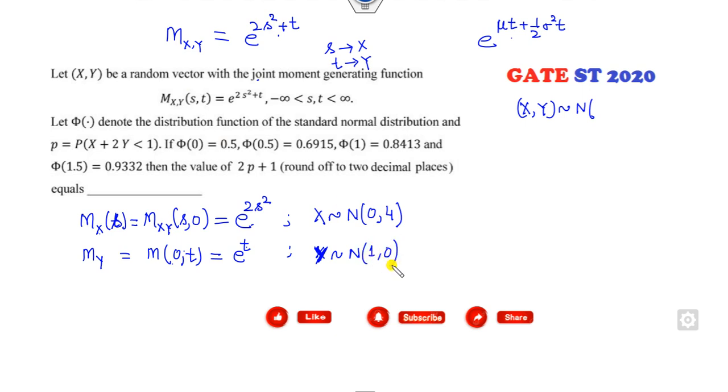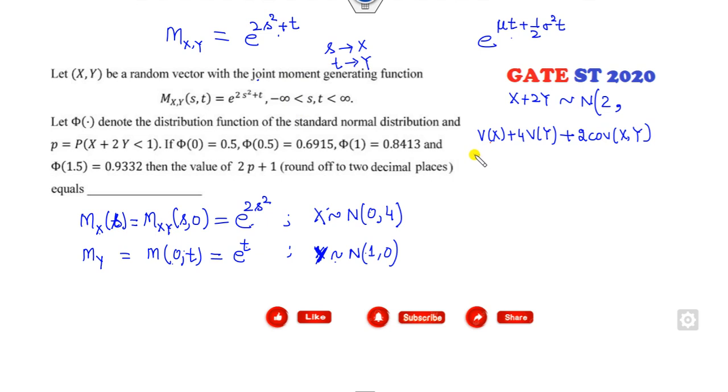Now your target is to find this probability. I can convert it into Z. So X plus 2Y: X follows the normal, Y follows the normal, so this also will follow the normal. What is the mean of this? X has a mean 0, Y has mean 1, so this has a mean 2. What is the variance of this? The variance is variance of X plus 4 times variance of Y plus 2ab covariance of XY, because they are not given as independent.